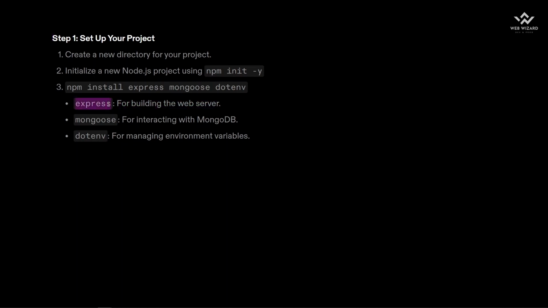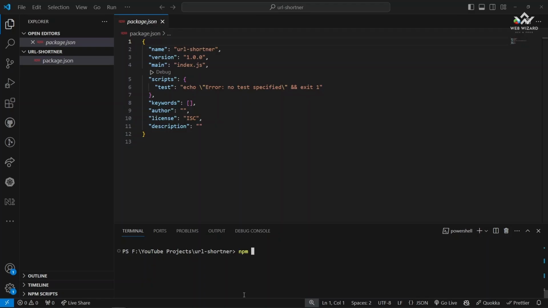So Express is a framework of Node.js. Next is Mongoose. This is an object data model. We will make use of it to interact with the MongoDB database, and a .env package for managing the environment variables. So let's install this. This will take a couple of minutes.